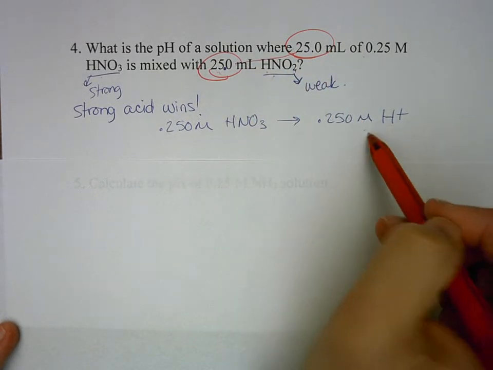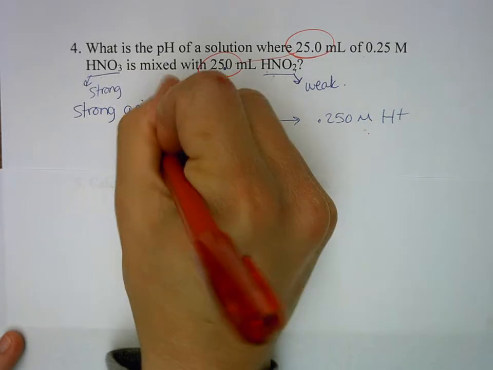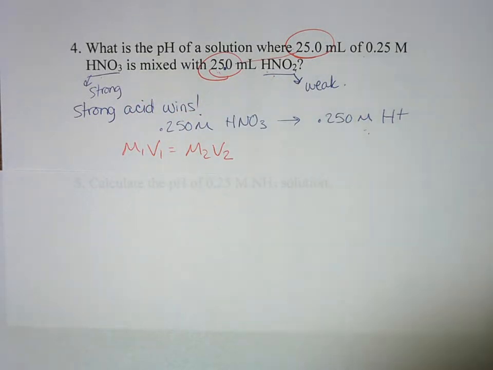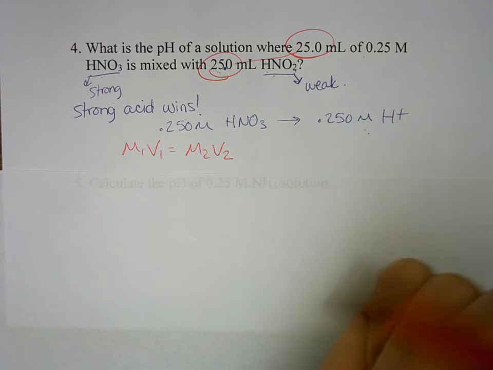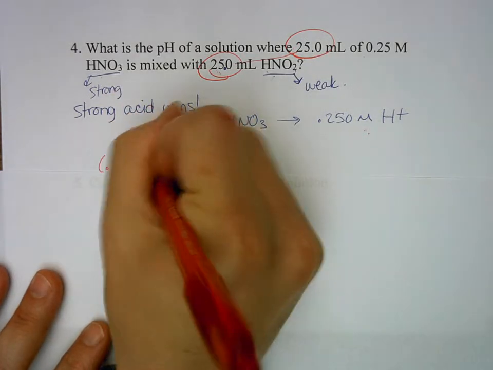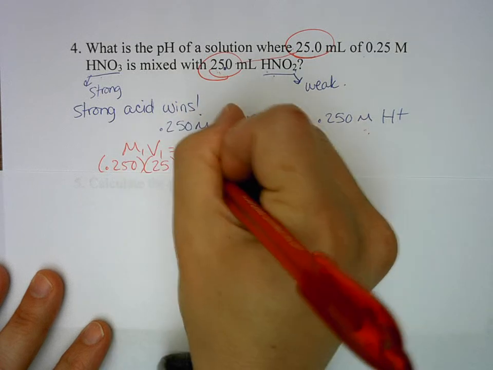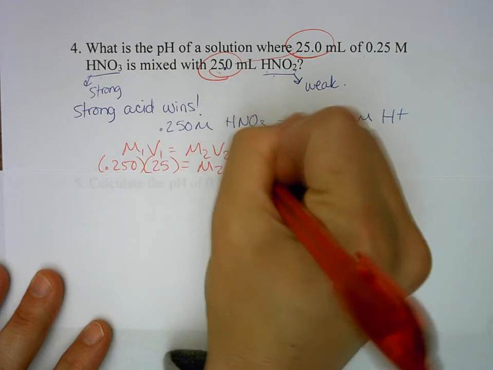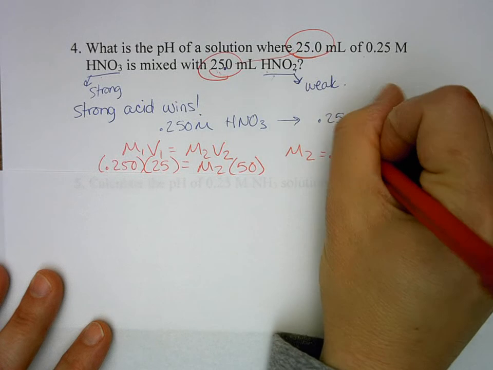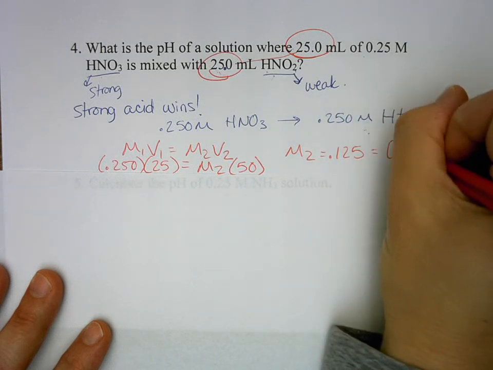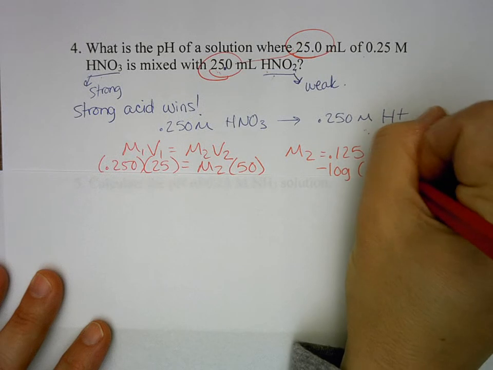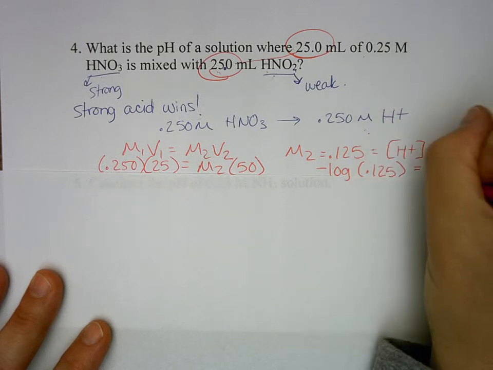So you've got to do the M1V1 equals M2V2 to solve for the new concentration. So it'd be 0.250 times 25 equals M2 times 50, and then M2 would be 0.125. That would be the concentration of hydrogen ions that you would negative log to get the pH value, and that's 0.903.